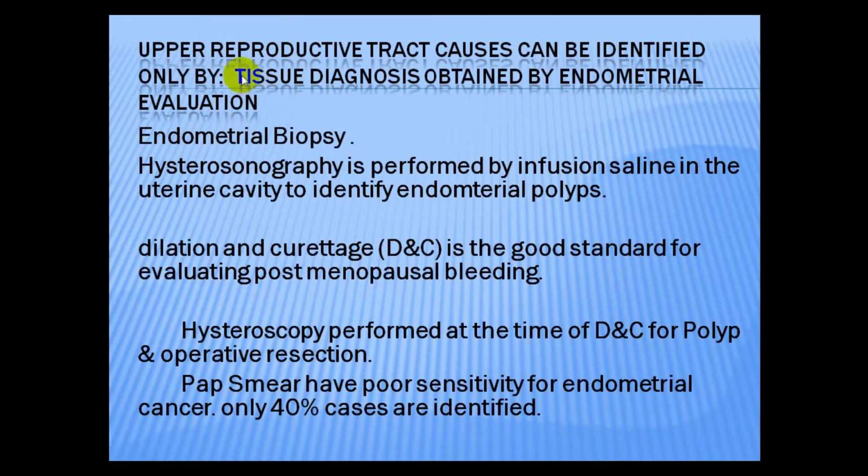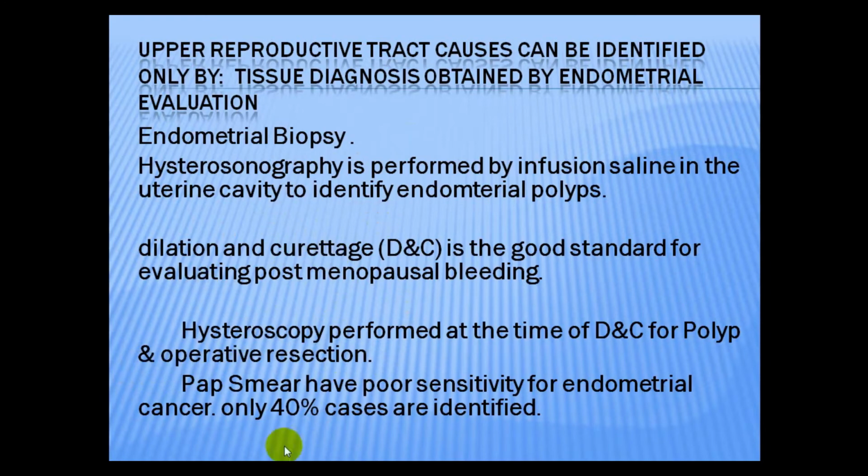Upper reproductive tract causes can be identified by the tissue diagnosis obtained by endometrial sampling. Endometrial biopsy can be taken by hysteroscope as an outpatient, and if there is an endometrial polyp it is also removed. Dilatation and curettage is the gold standard evaluation in postmenopausal bleeding women. Hysteroscopy is done at the time of diagnosis, with dilatation and curettage for polyps and operative resection. Even a small endometrial polyp or small cervical polyp should be removed with the operation.